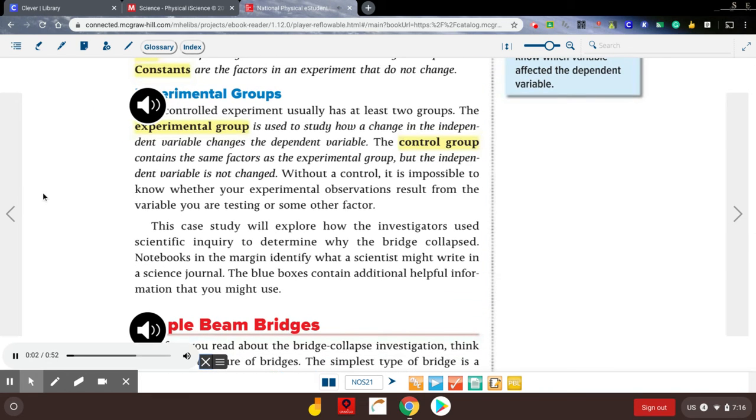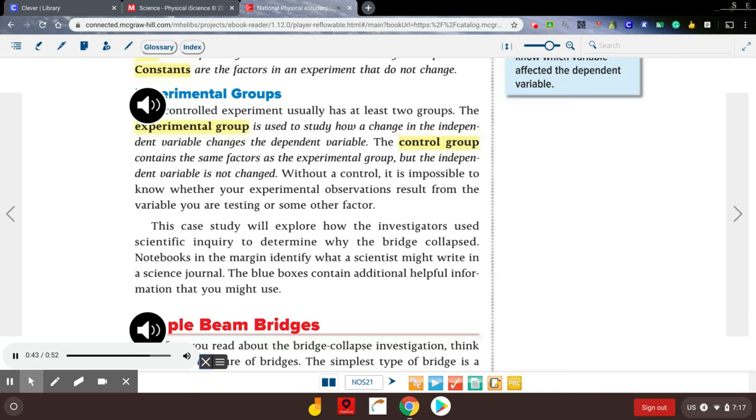Experimental groups. A controlled experiment usually has at least two groups. The experimental group is used to study how a change in the independent variable changes the dependent variable. The control group contains the same factors as the experimental group, but the independent variable is not changed. Without a control, it is impossible to know whether your experimental observations result from the variable you are testing or some other factor. This case study will explore how the investigators used scientific inquiry to determine why the bridge collapsed.